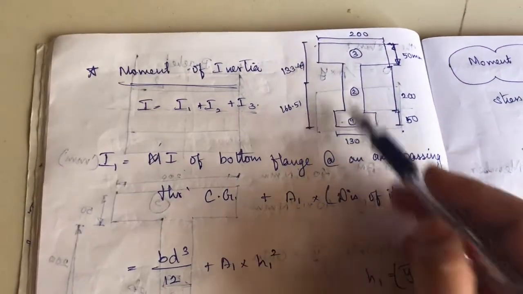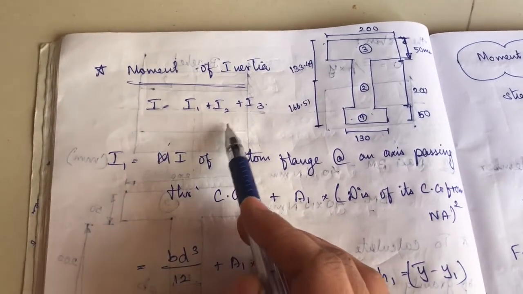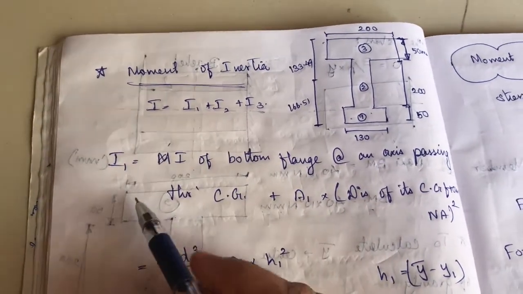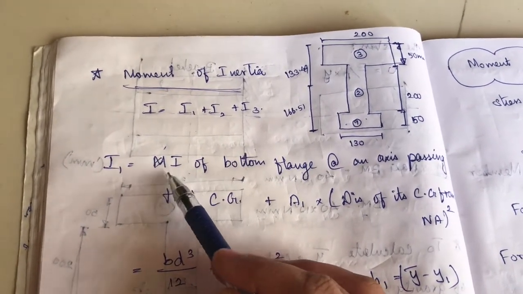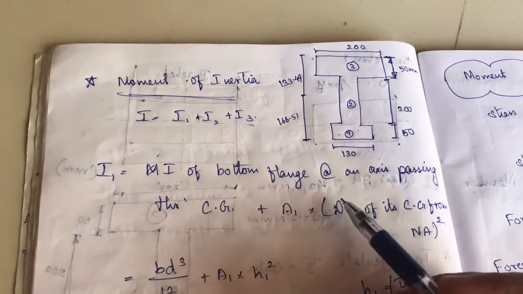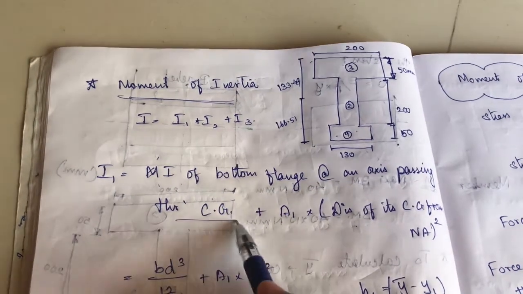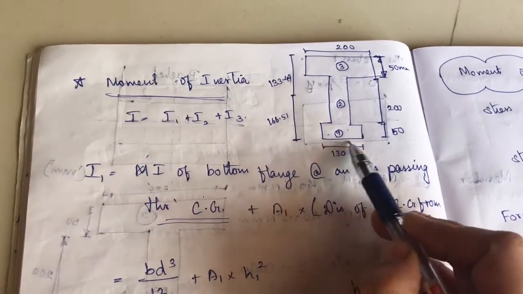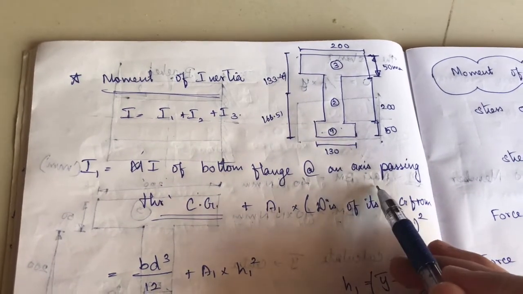As you know, the section is divided into 3 parts. So I will be equal to I1 plus I2 plus I3. Okay, I1 will be equal to the moment of inertia of the bottom flange at an axis passing through the center of gravity. So we need to find the moment of inertia for the first rectangle, that is the bottom rectangle.